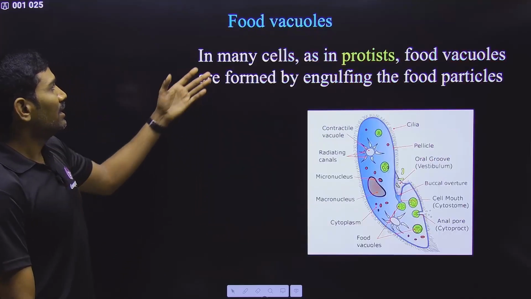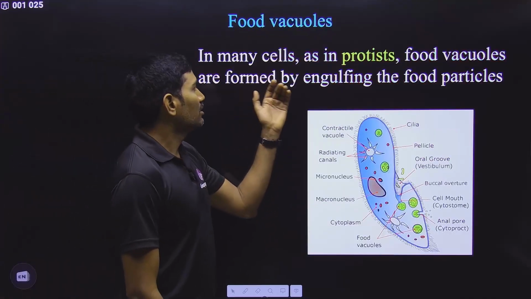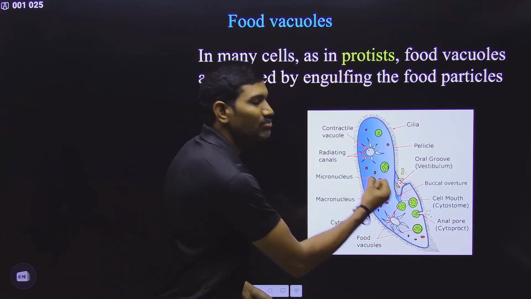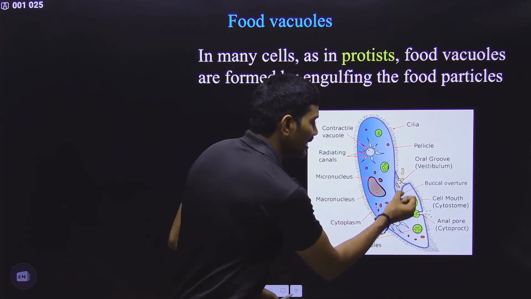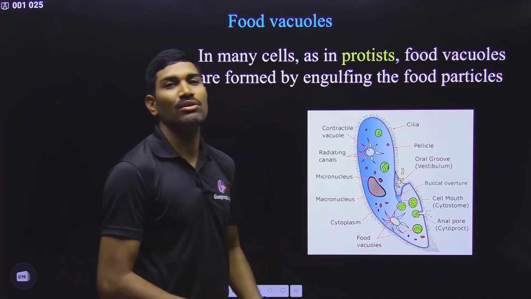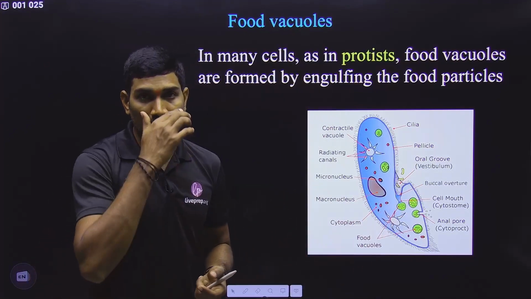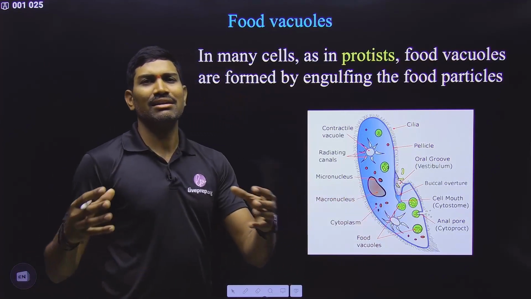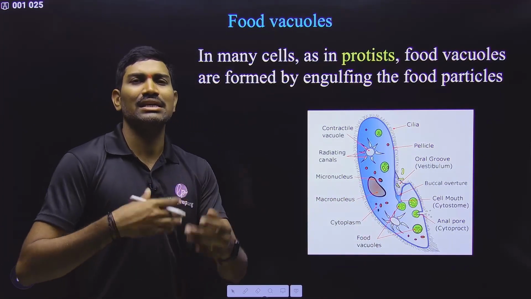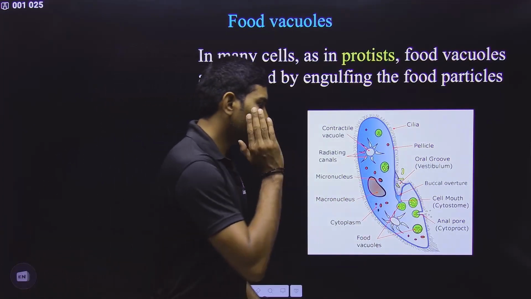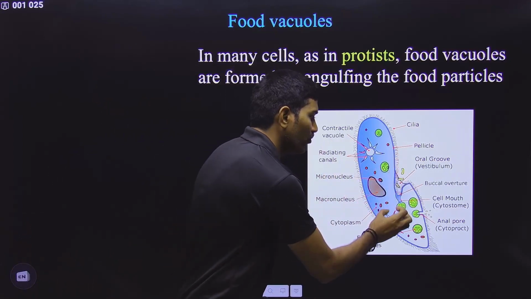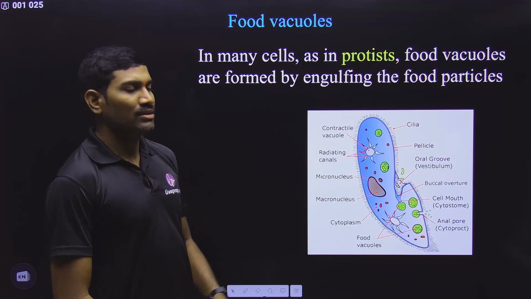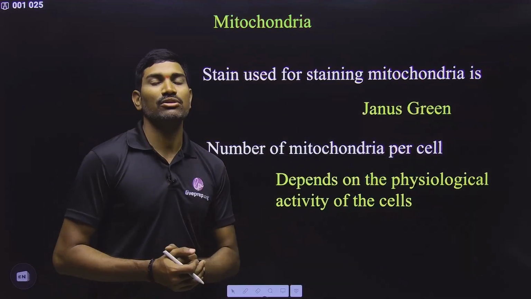Please remember this one. And next one is regarding the food vacuoles. So in many cells like protozoa, they engulf some food material. Once they engulf food material, they form a vacuole that is called a food vacuole, or you can also call it a phagosome. Now anyhow, this food vacuole again combines with lysosomes and then digestion will occur, all these things. But our focus is only about the food vacuole. So food is taken in the form of a vacuole. That's why it is called a food vacuole. Clear? And next one is regarding the mitochondria.